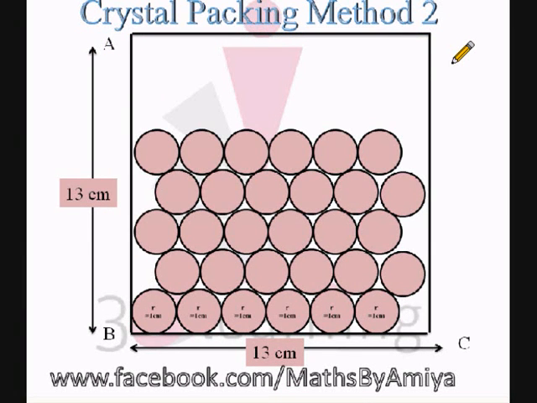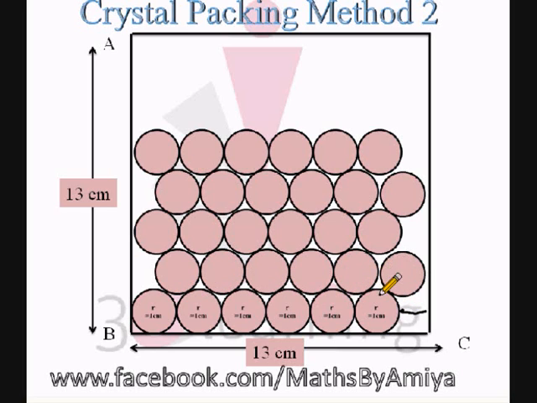Okay, let's check how we can find the total number of circles in packaging method 2. We have circles at the bottom. We have 6 circles, and the total distance from here to here is 12 centimeters. We have 1 centimeter of space that is not used. Then we place 5 circles in the cave.